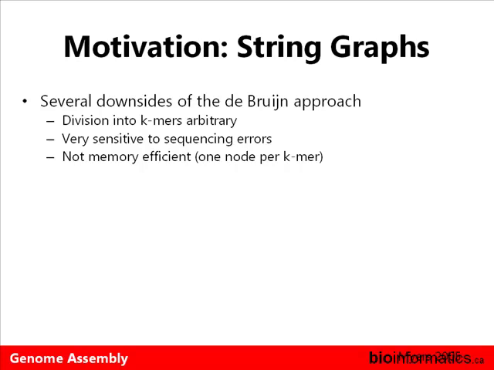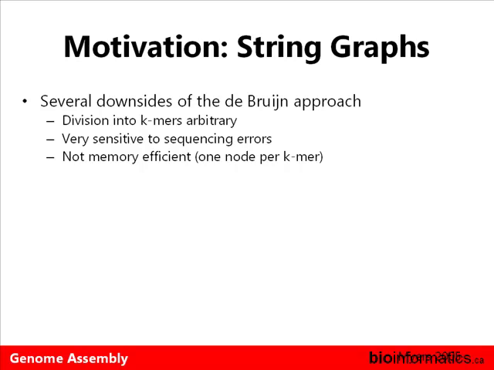This one is actually quite controversial: not memory efficient. People who believe in the string graph approach will say that the de Bruijn graphs are not memory efficient, because you have a node for every single string of length k. People who do the de Bruijn graph approaches will say, no, we are the ones who are memory efficient. It really is a trade-off. If you have really, really, really high coverage and really short reads, the de Bruijn graphs are more memory efficient.